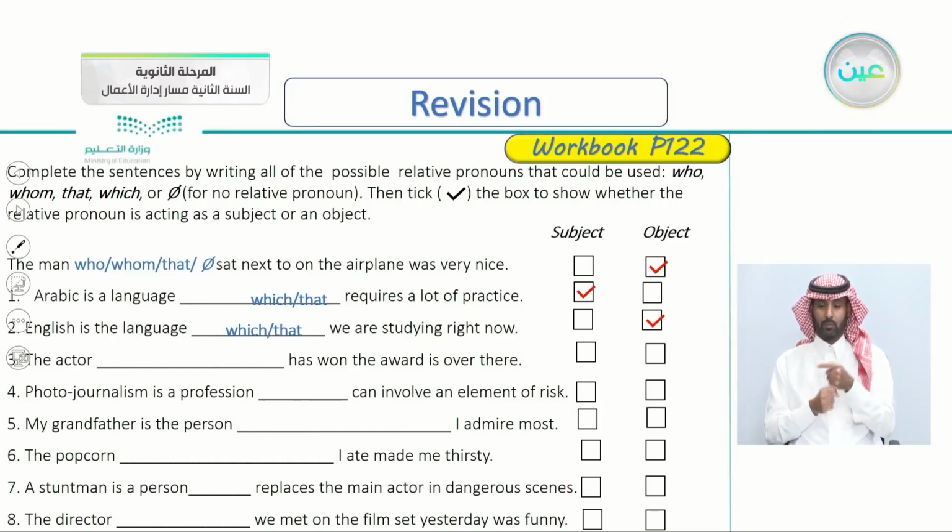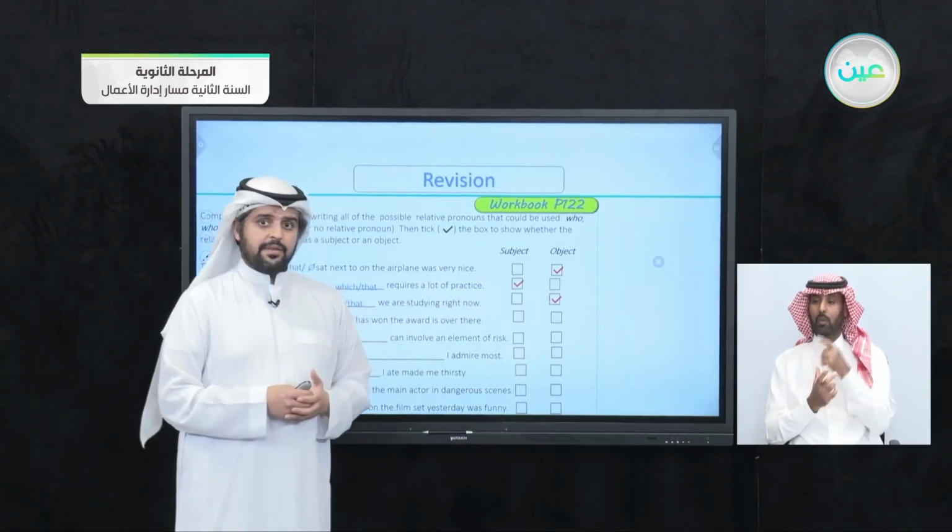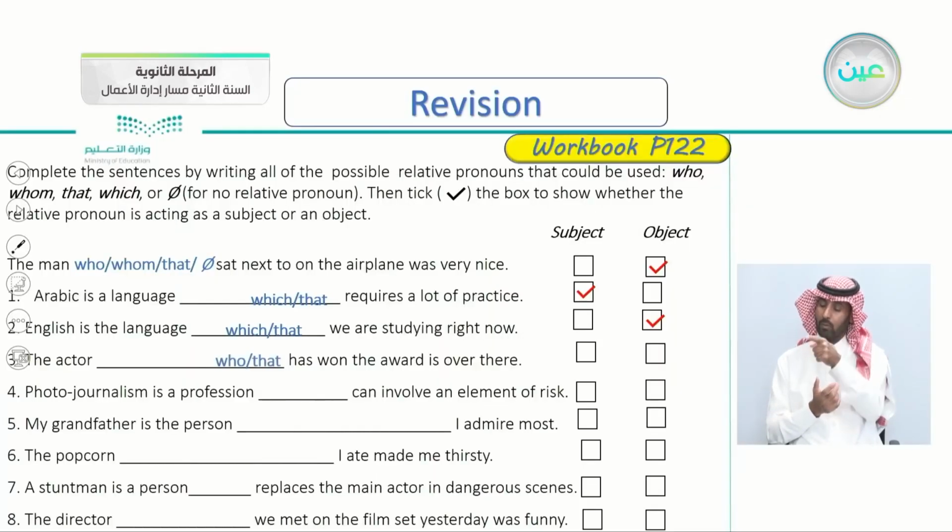Number three, the actor who has won the award is over there. We're talking about a person here. So I'm talking about him. Yes, we say who or that has won the award is over there. So is it a subject or an object? Yes, he is a subject because we're talking about him.